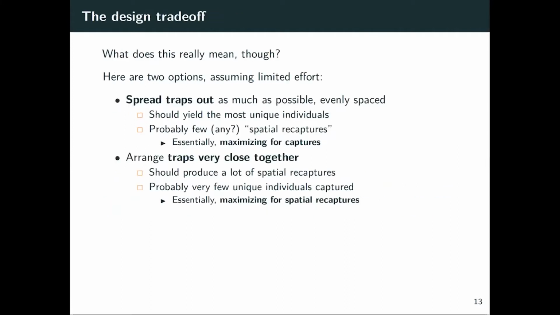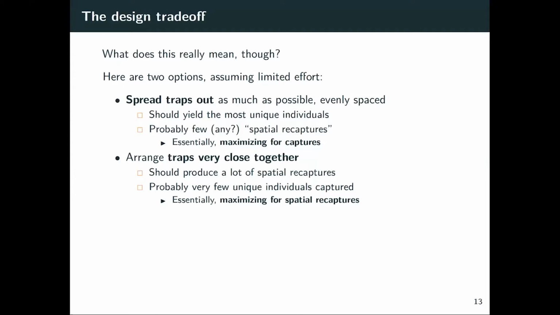This is what I was describing here. So if you spread traps out, you would want them to be evenly spaced. That should yield a lot of unique individuals within the study area, but probably few, if any, spatial recaptures, depending on the value of sigma relative to the trap spacing. So in a way, you're really maximizing for captures.